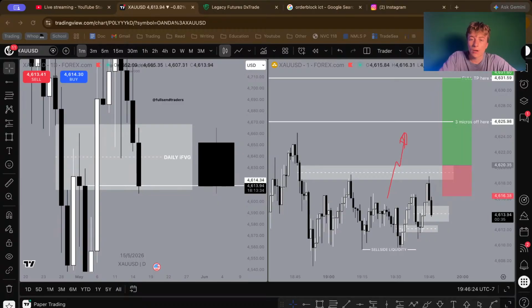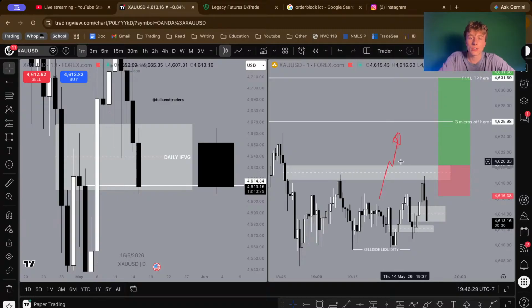Can you show in Legacy as well how to take partials? We can indeed do that. We need to first wait for it to give us the trade.